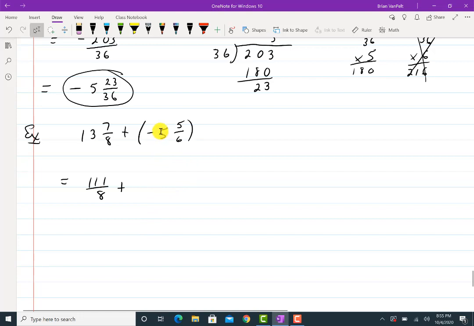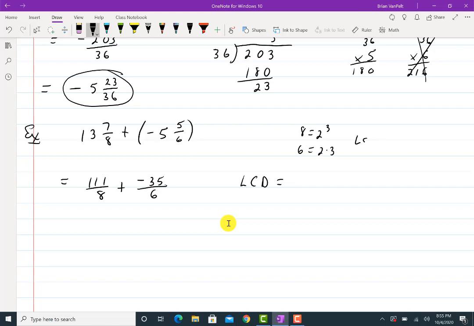Over here, 5 times 6 is 30, plus 5 more is 35 over 6. So I'll attach the negative to the 35. Now what's the LCD between 8 and 6? You can work that. Remember, 8 equals 2 to the third. 6 equals 2 times 3. So when I make up my LCD, you're going to need 2 to the third times 3, and that equals 24.